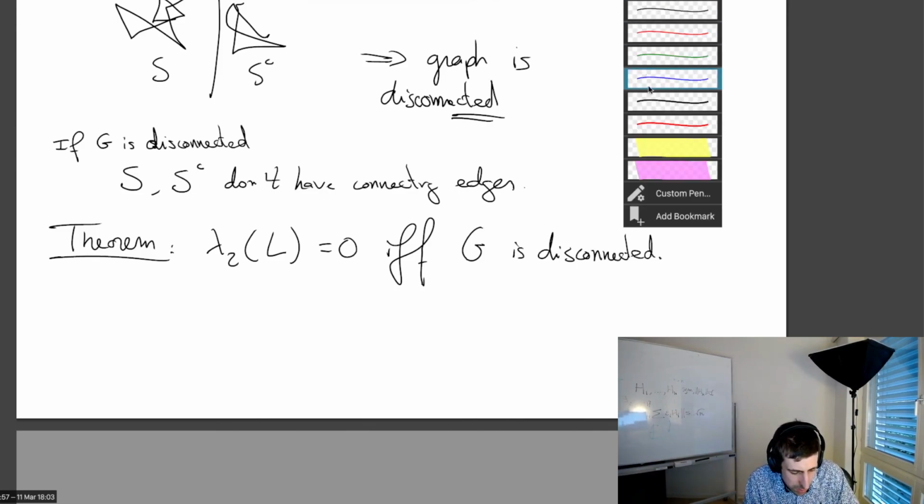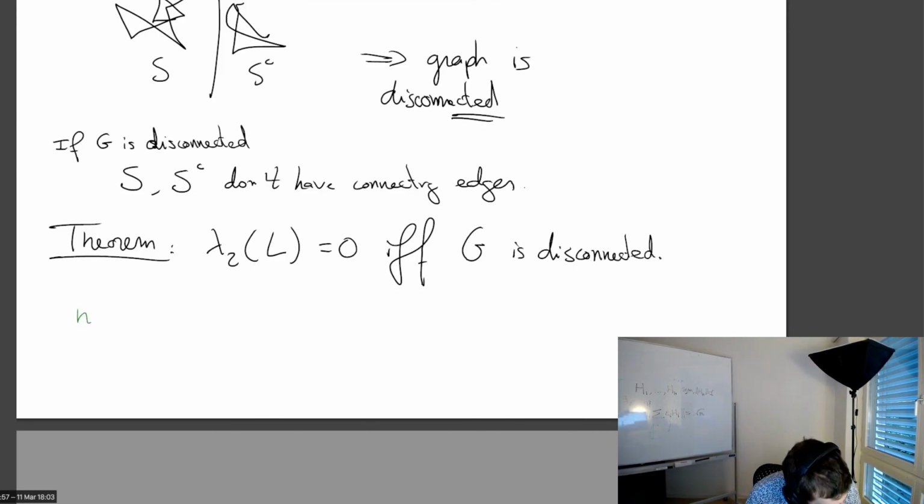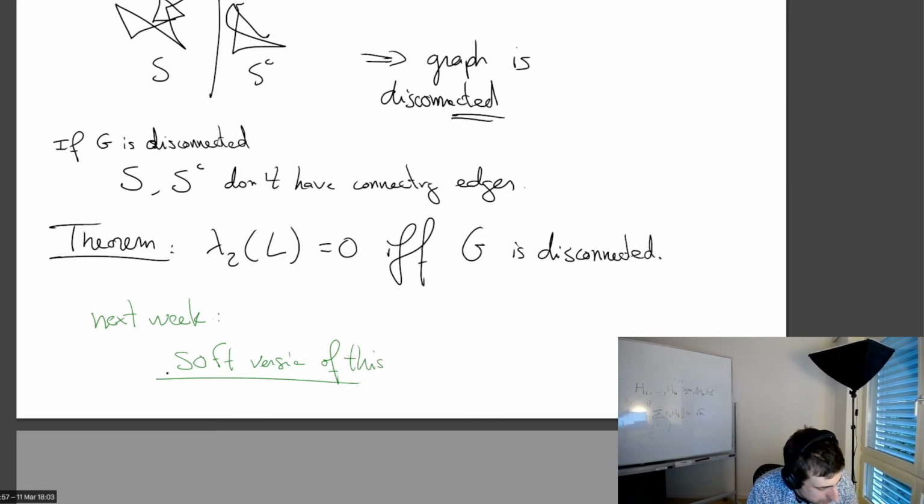Next week, sorry for taking a couple more minutes, we're going to finish the proof of this, but we're going to do a soft version of it. We'll compare: what if G is almost disconnected, does this mean that the eigenvalue needs to be small? Or if the eigenvalue is small, does it mean that the graph needs to be almost disconnected?